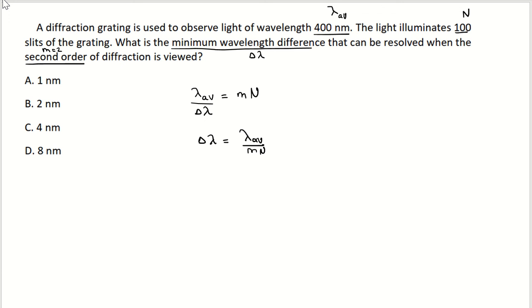I just substitute: the difference in wavelength that will be resolved is 400 nanometers times 10 to the power of minus 9 over the second order times the number of slits. All we have to do is this, and we will find the answer. In this case, the answer is 2 times 10 to the power of minus 9, or in other words, 2 nanometers.